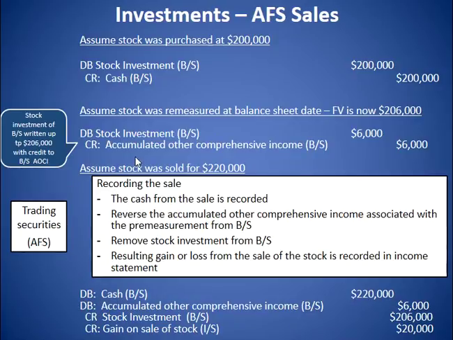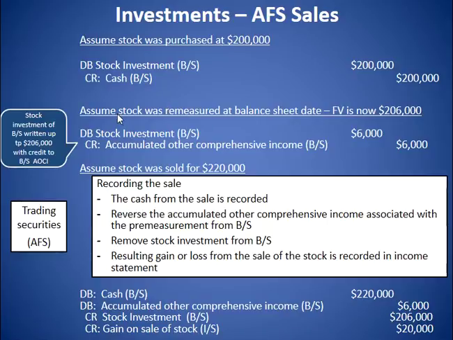Okay, now let's take a look at available for sale securities. And let's again assume that we're purchasing stock at $200,000. So we would debit our stock investment on the balance sheet, and our credit for cash would be $200,000. Now also assume that we've classified the security as available for sale, so we have to report under that condition.